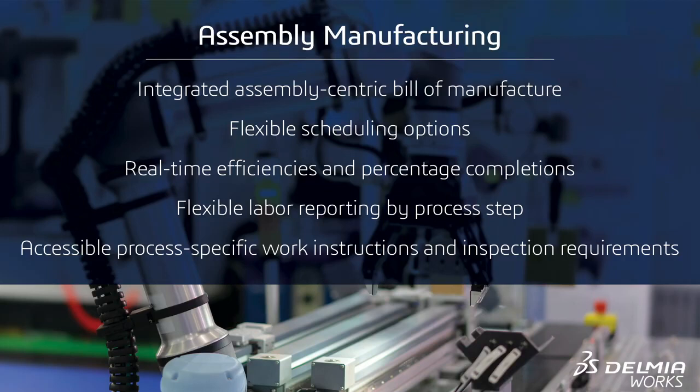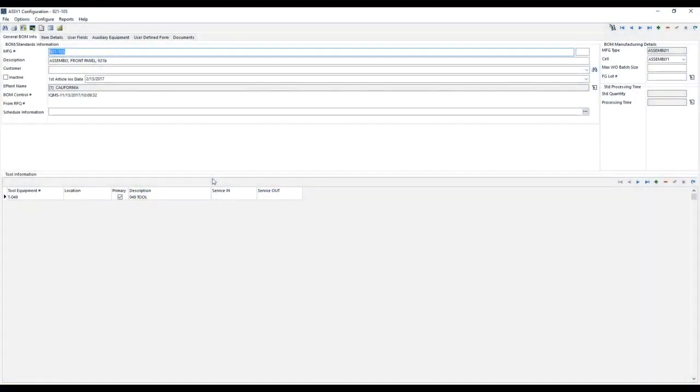Understanding the current status of each step in the assembly process is critical. With DELMIAWorks, real-time labor reporting tools provide you the full visibility as to the status, constraints, and efficiencies in each process step. Using the DELMIAWorks production floor application, users gain visibility into process-specific work instructions and other associated documentation. Users can also provide inspection, rework and reject components, and partially completed assemblies within each process step.